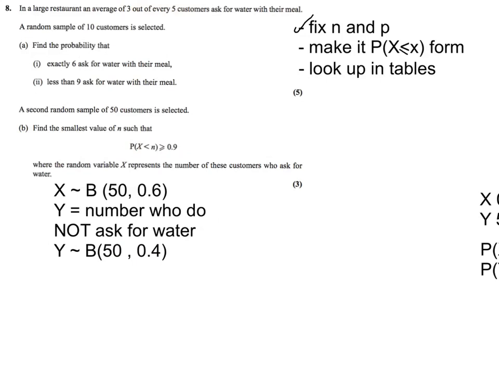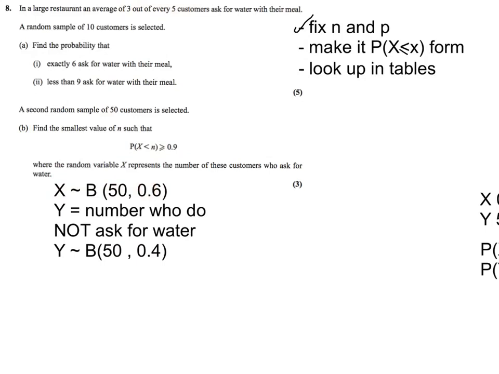The next thing I need to do is now change this here so that it is with a less than or equal to sign. But not only that, I need to change it from an x there to a y, because the y is the one I can actually look up in my tables. There's no good thinking about x anymore because I can't look up 0.6.